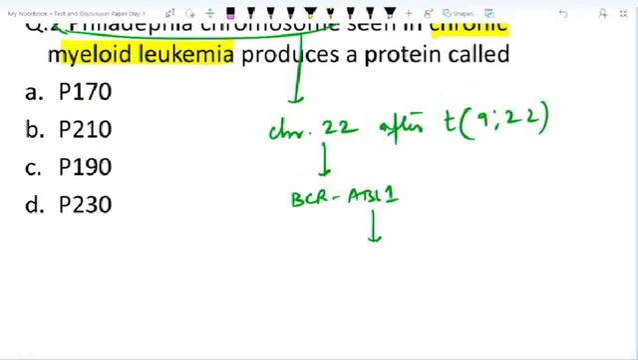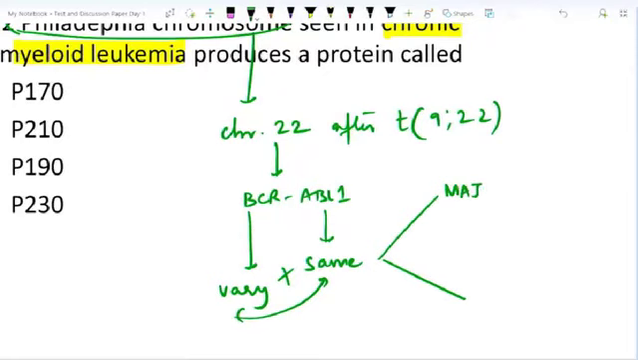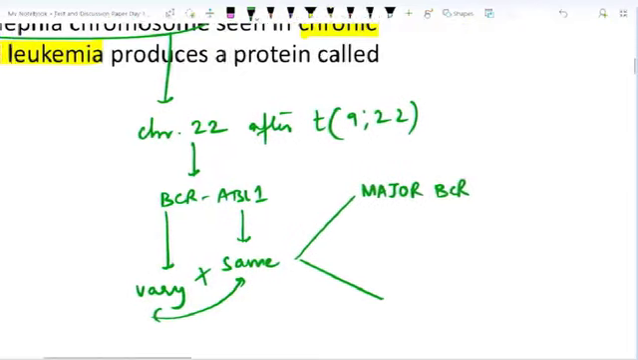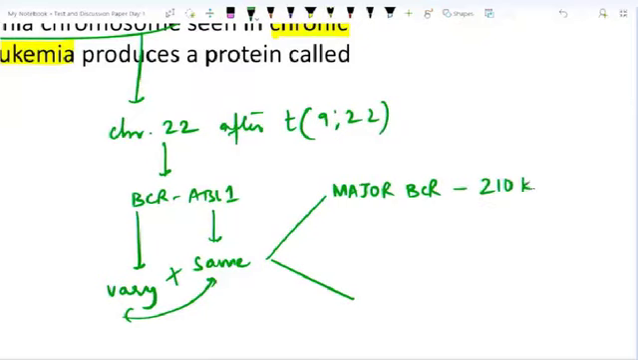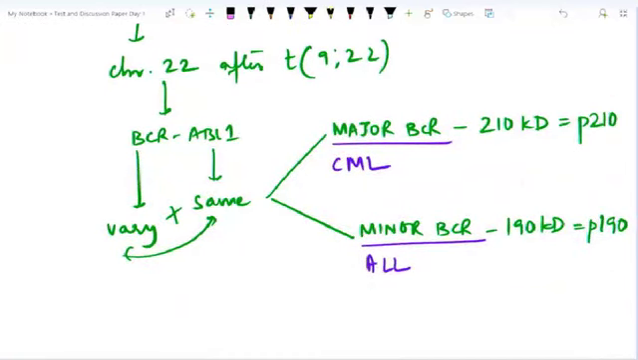In the BCR-ABL fusion, the ABL sequence remains the same, whereas BCR can vary. Depending on combinations of these two, you get different kinds of products. If it is major BCR, the protein that you get weighs 210 kilodalton, which we call P210. If it is minor BCR, it is a protein which is 190 kilodalton and we call it P190. Major BCR is seen in chronic myeloid leukemia. Minor BCR is seen in acute lymphoblastic leukemia.